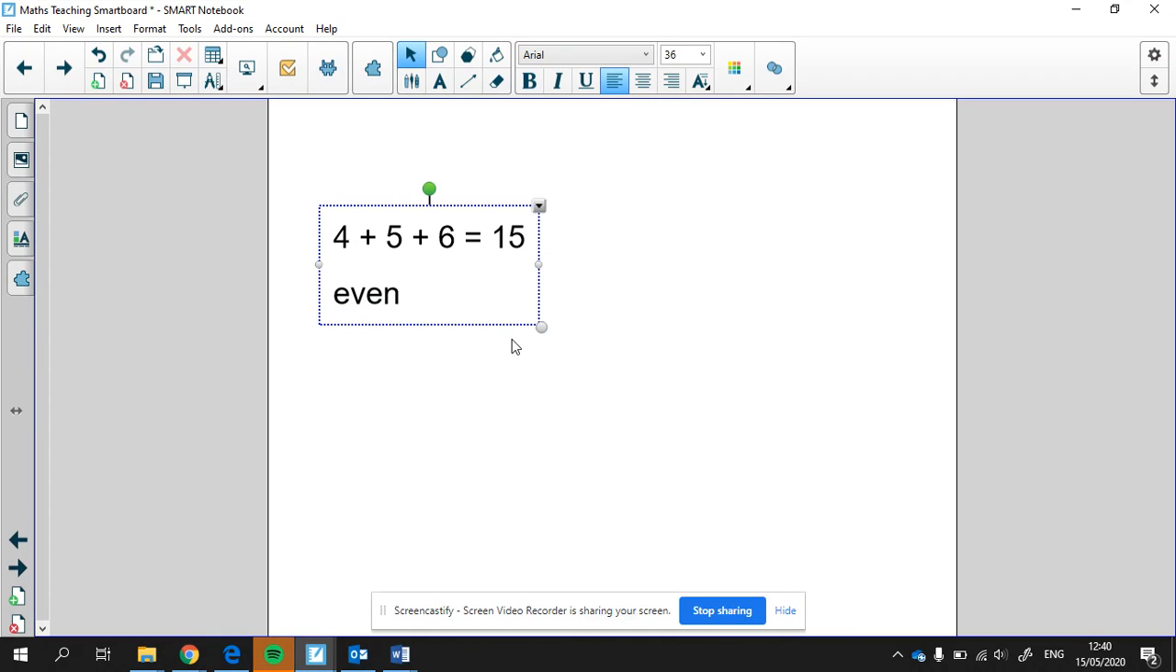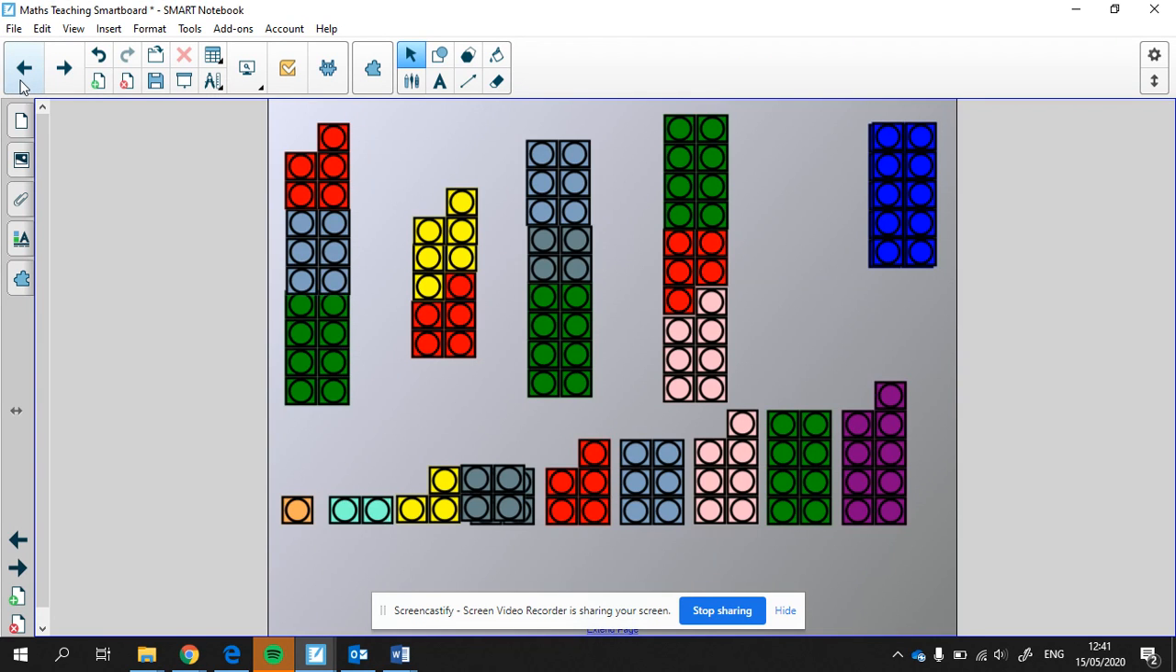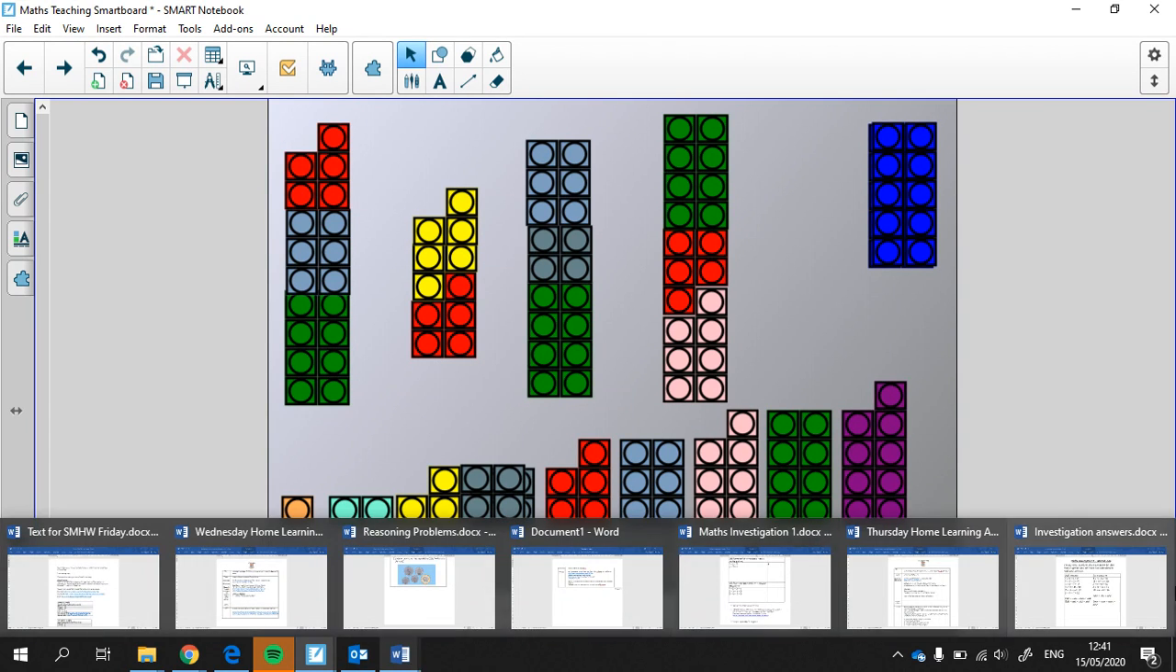And can you think about some numbers that would have an even answer? I'm going to choose 3 even numbers. 4 and 6 is 10 and the 8 is 18. So I predicted that I'd have an even answer and checked. And we explained the rules that we'd found by using the Numicon to prove what we'd thought. Let's have a look at the challenge investigation.